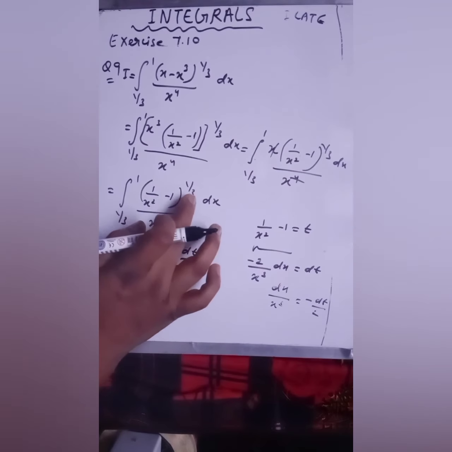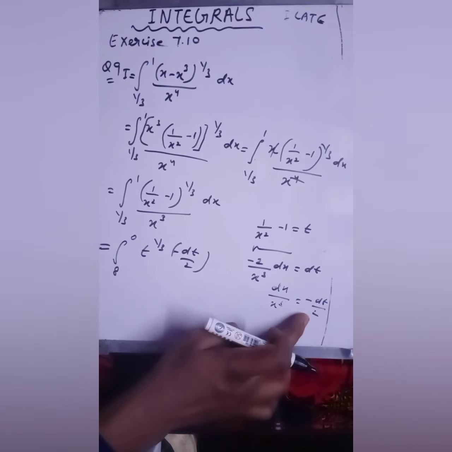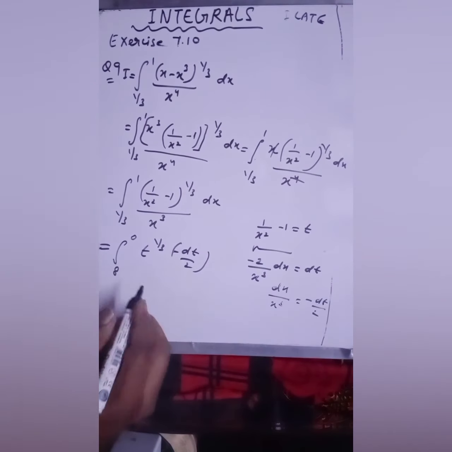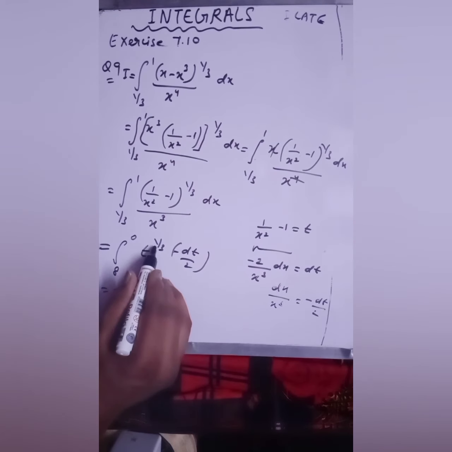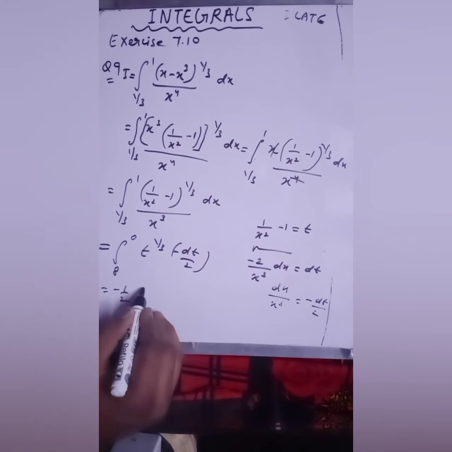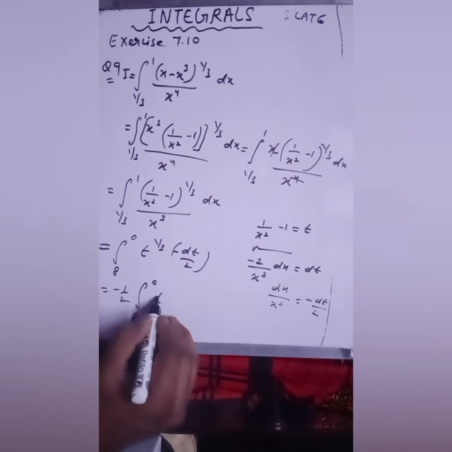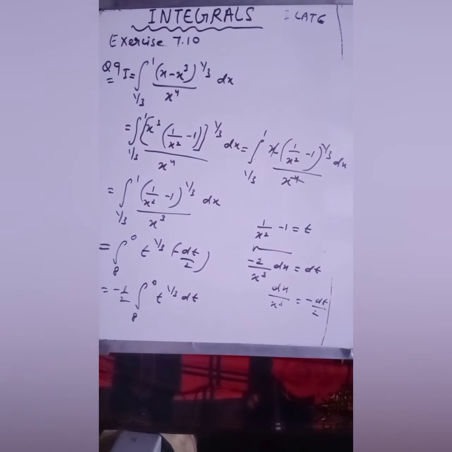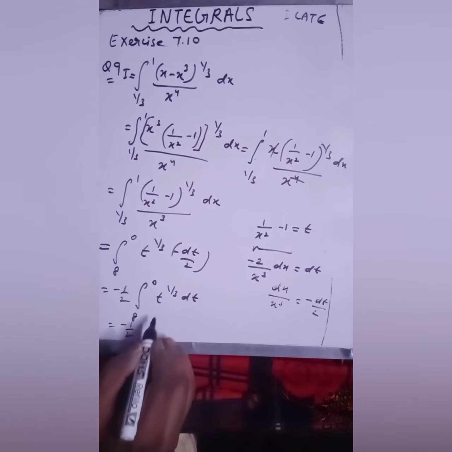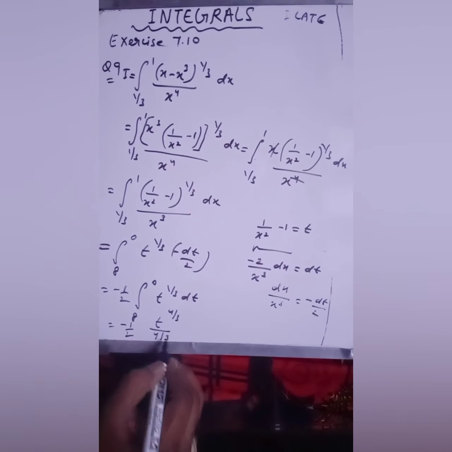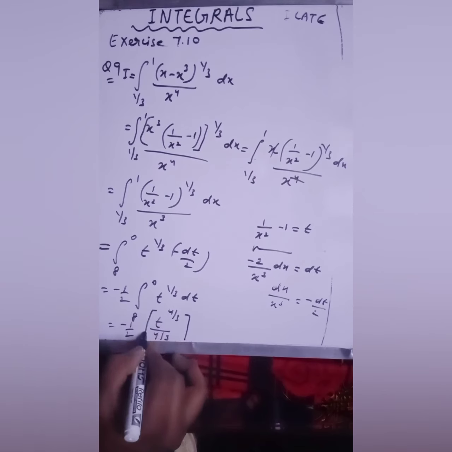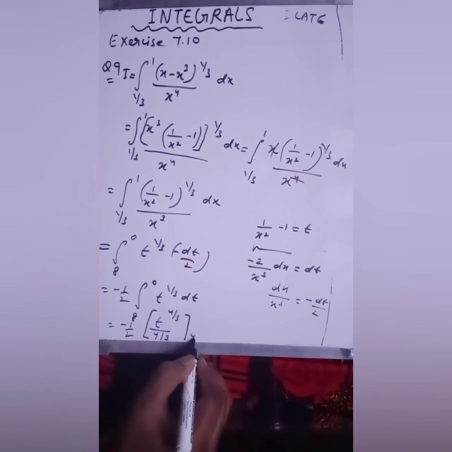this will be t raised to power 1/3 dx upon x cube. So here is the value minus dt by 2, so I have written. So minus 1/2 will come outside, and the integration of t raised to power 1/3 dt. Fine. So the integration would be minus 1/2 outside, and the integration of this would be t raised to power 4/3 over 4/3, and this must be with a limit of 8 and 0.